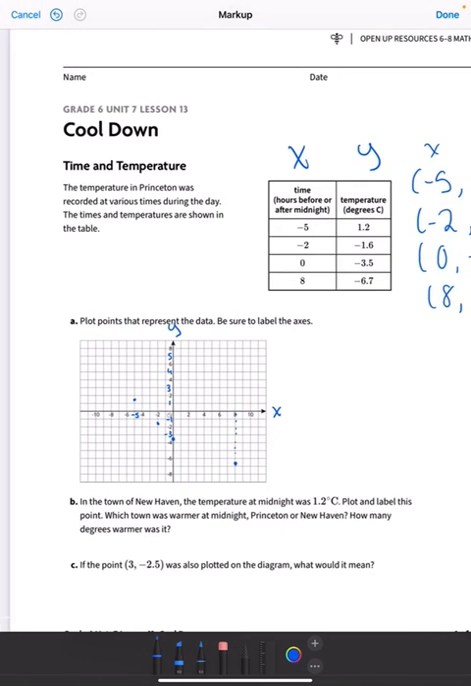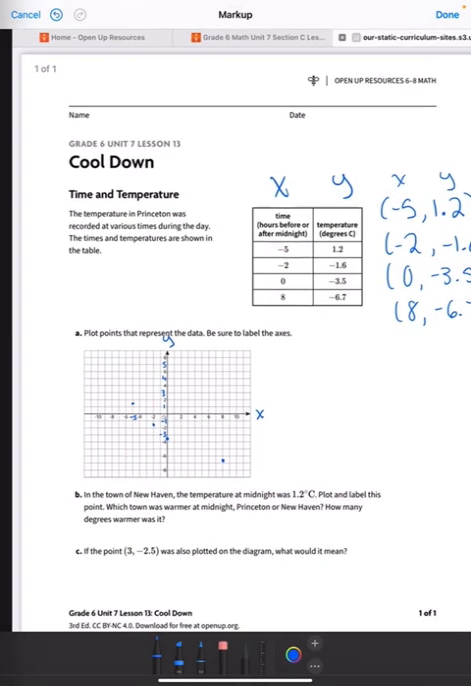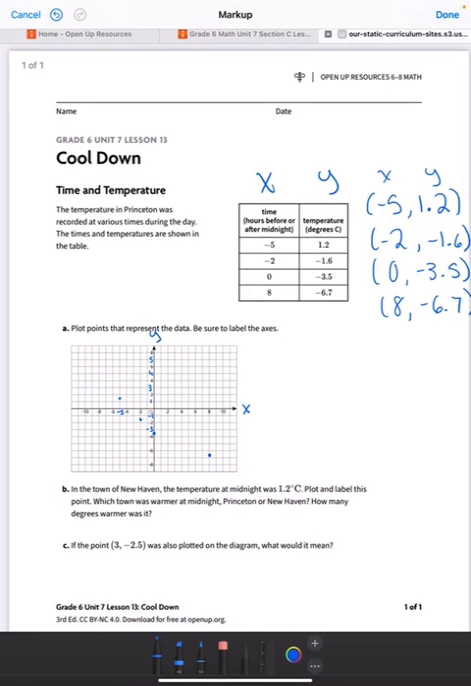You should have hopefully got around the same. I'm going to erase my dots. Now it says, in the town of New Haven, the temperature at midnight was 1.2 degrees Celsius. Plot and label this point. Which town was warmer at midnight, Princeton or New Haven? So it says the temperature at midnight. So at midnight would mean 0 because it says hours before or after midnight.